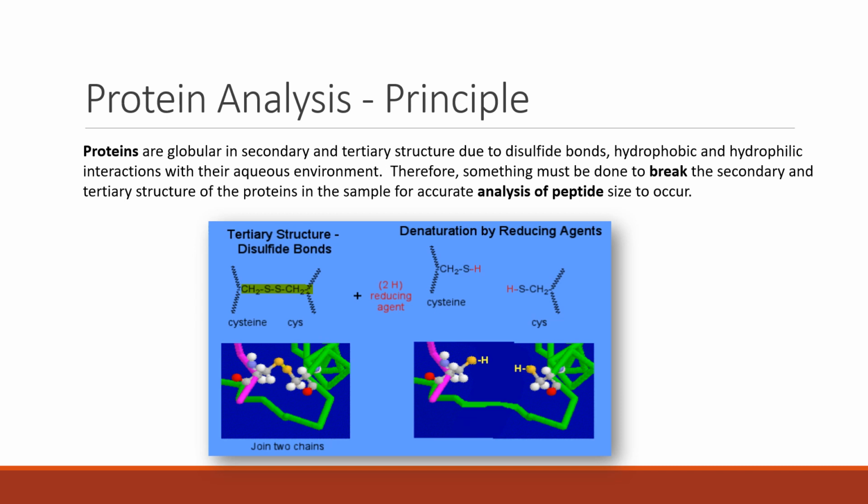So in order to get a protein into its primary structure, into its monomer form, we must do something to break those disulfide bonds. And so we introduce a reducing agent that's going to help denature these proteins or break these disulfide bonds.